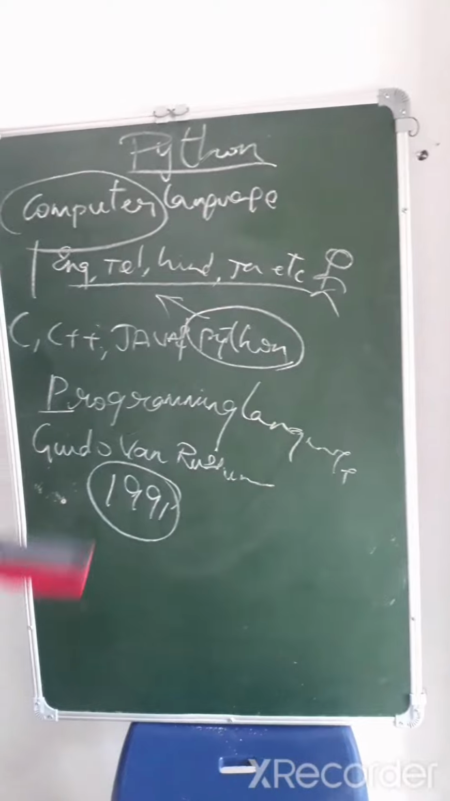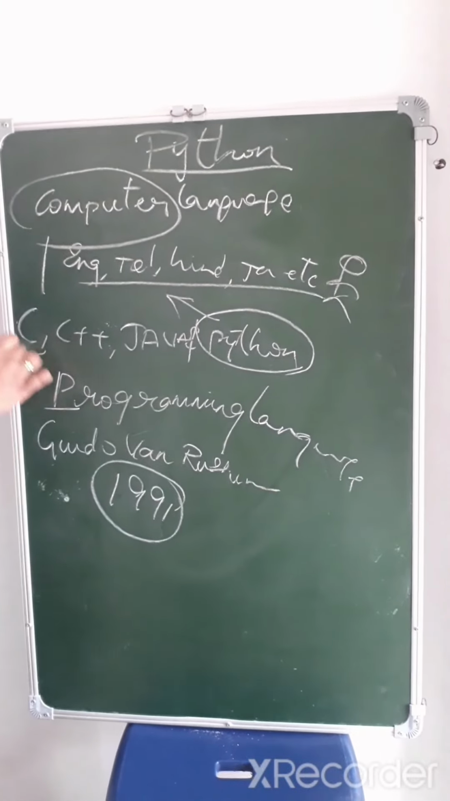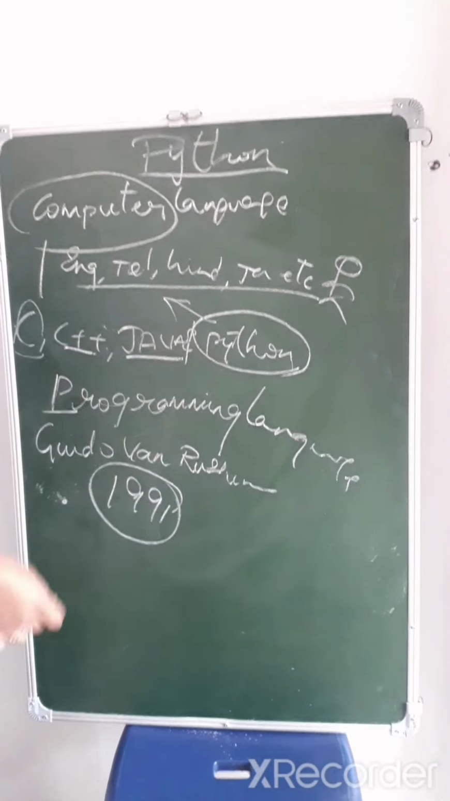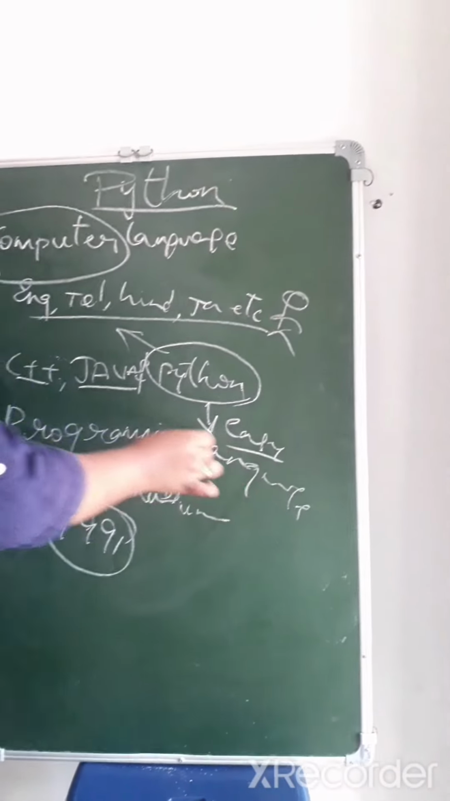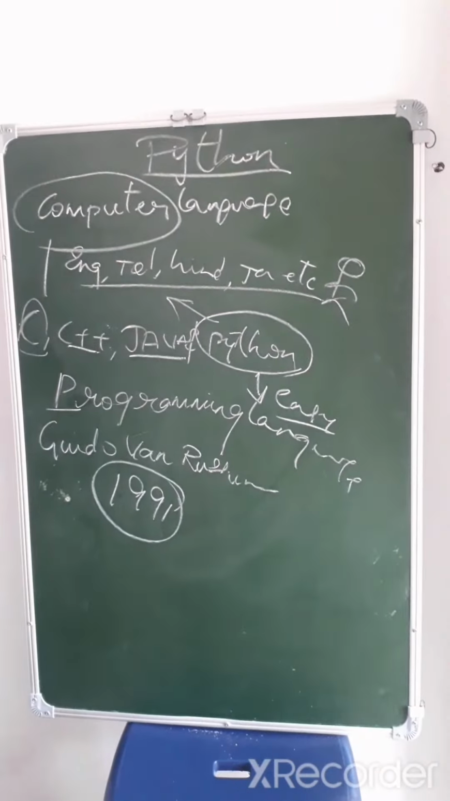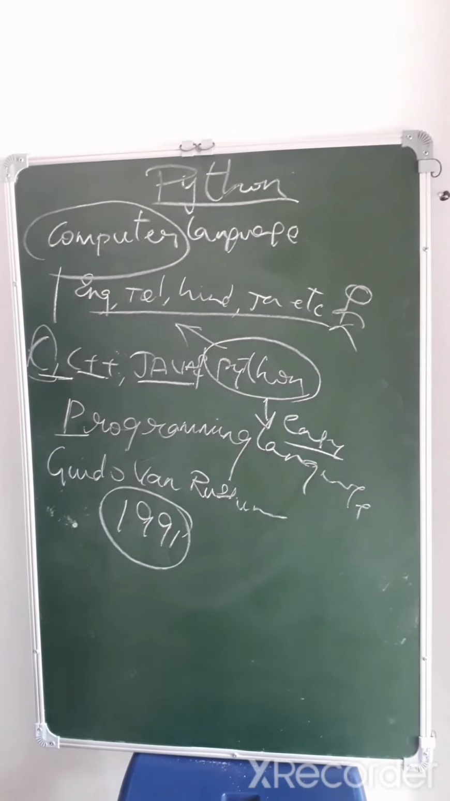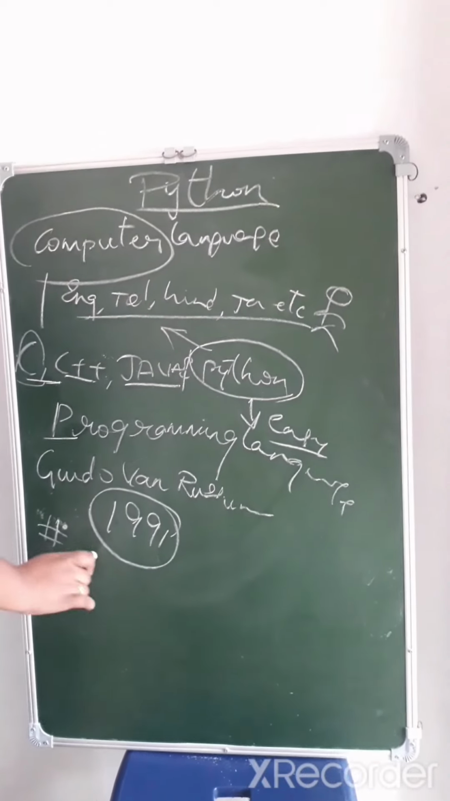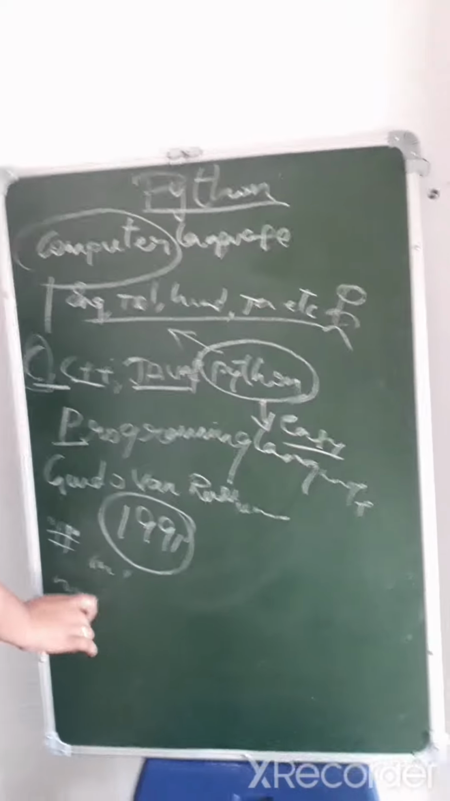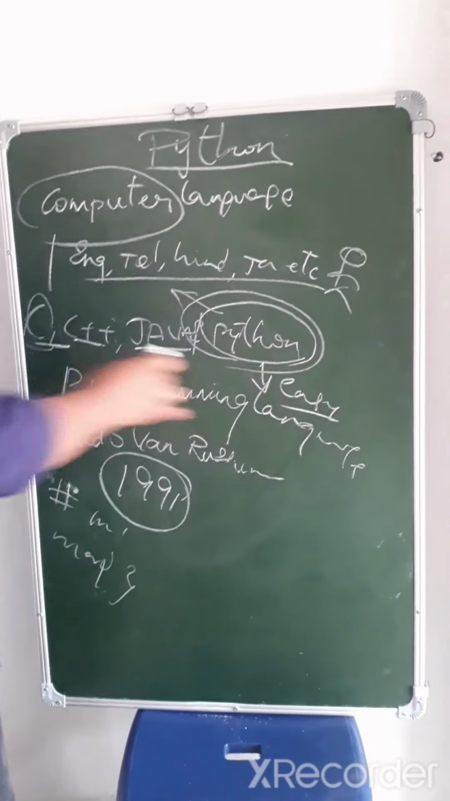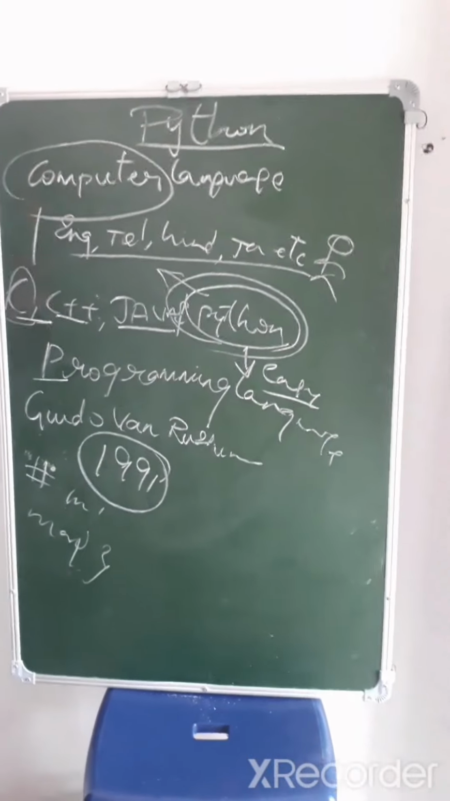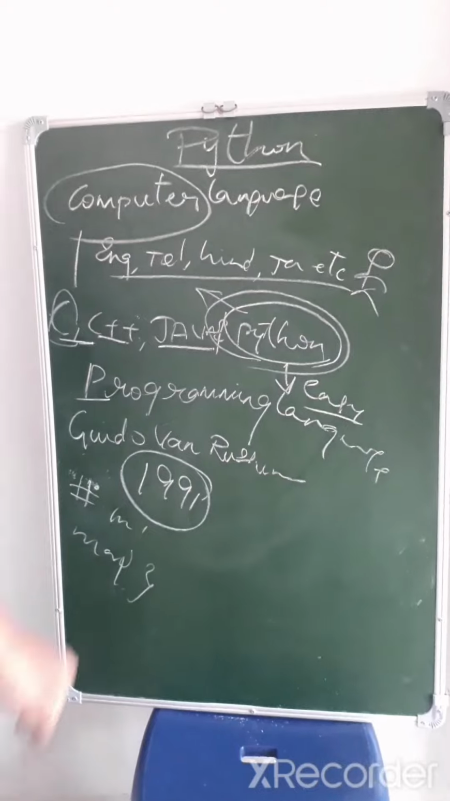When compared to the previous languages, that is C, C++, Java, Python is a very simple and easy language. In C and C++, we have to start with hash include and use main braces. But coming to Python, it is very easy and simple. So now our foremost thing in Python is features.